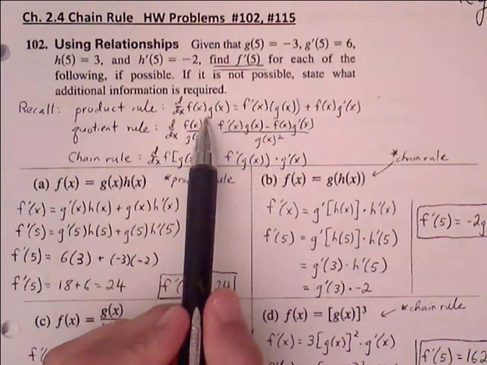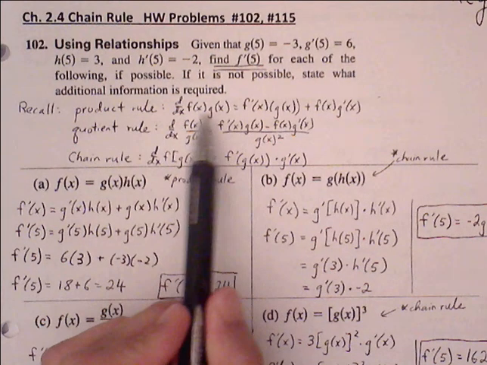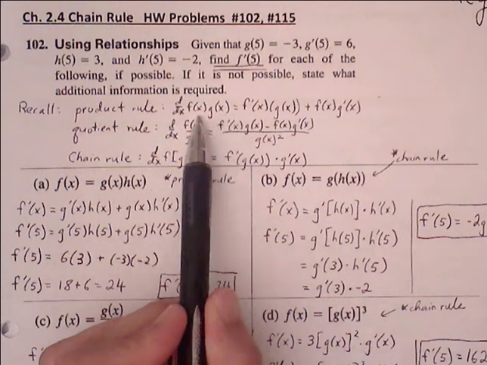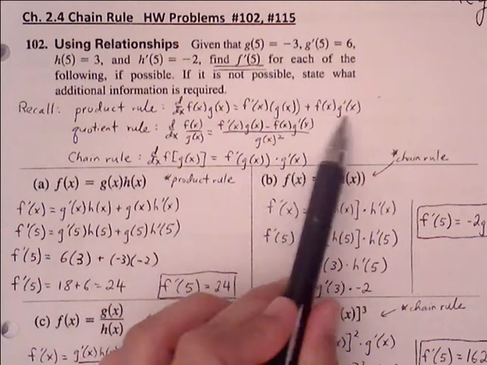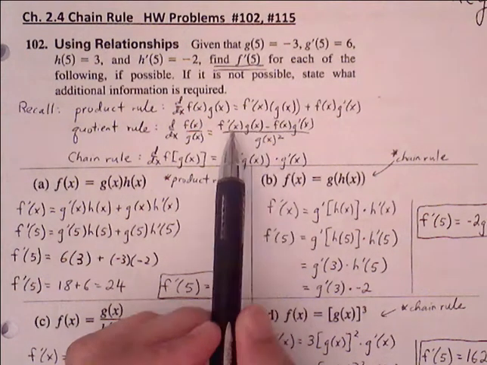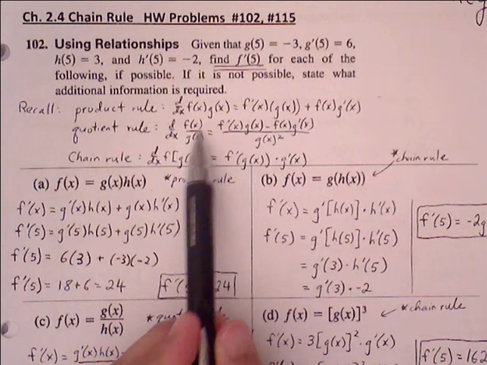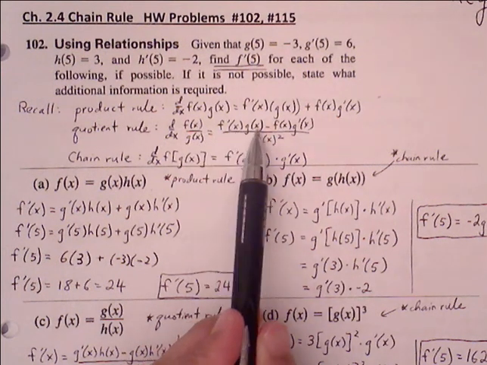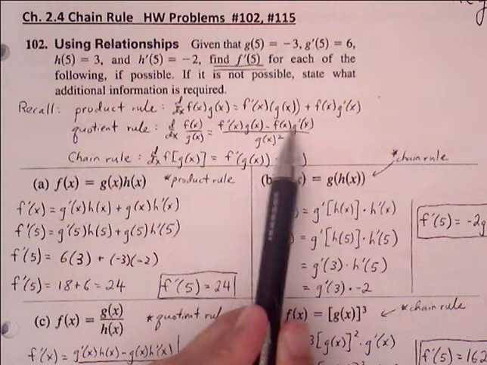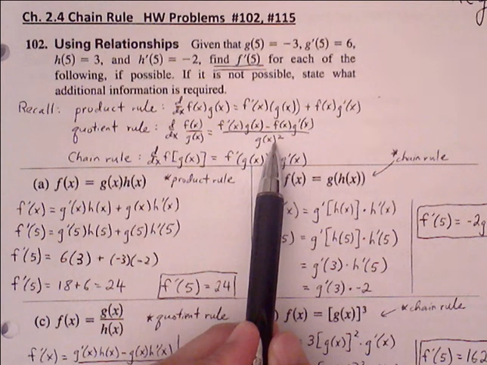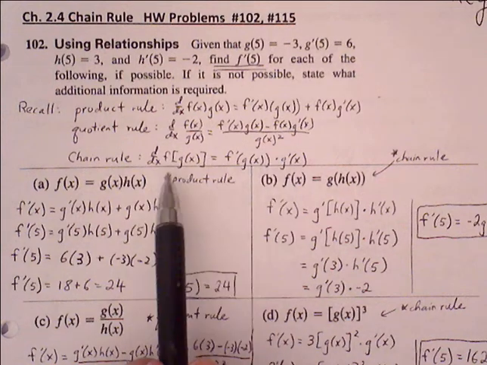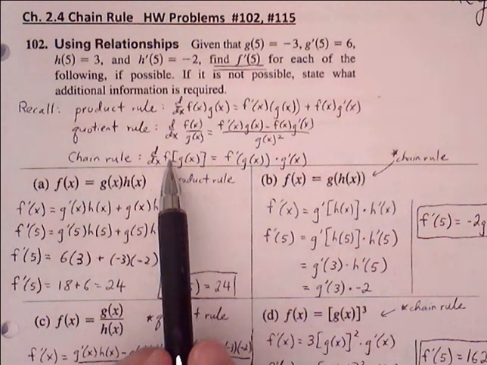Product rule: if we're trying to find the derivative of two functions that are multiplied together, we go through product rule that has this expansion. Quotient rule: if I have a function divided by another function, we go through quotient rule, f prime g minus f g prime all over g squared. And chain rule is for composite functions where we have a function within a function. So in this case, it's f of g of x.